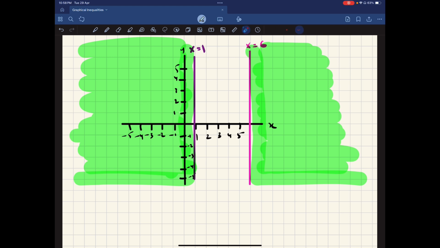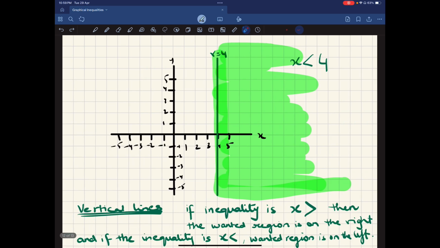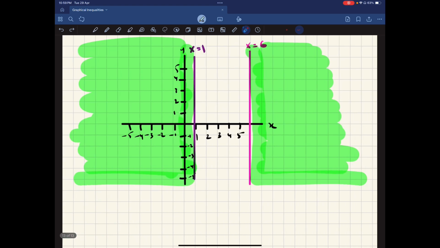Okay, as per our rules, this is the line x equals 1, right? And the wanted region, basically this unshaded region, is the wanted region. Where have we shaded with respect to this line? On the left. The region wanted is on the right. So if the region wanted is on the right, what is the inequality? It is greater than. Okay, so this is going to be x is greater than 1.